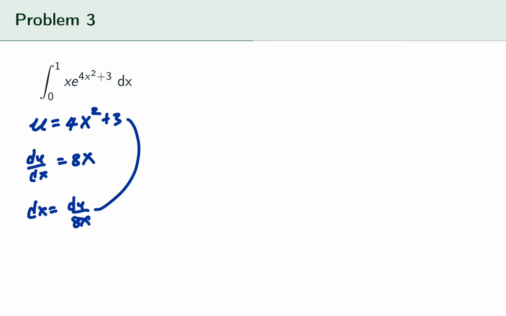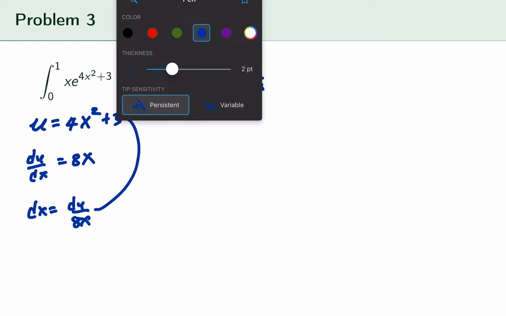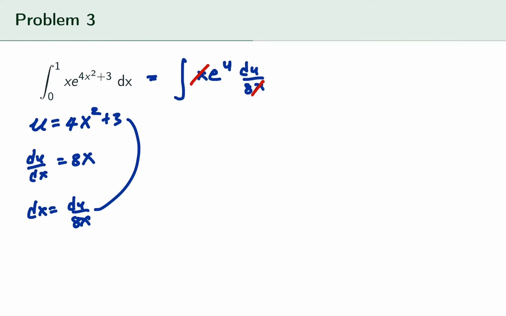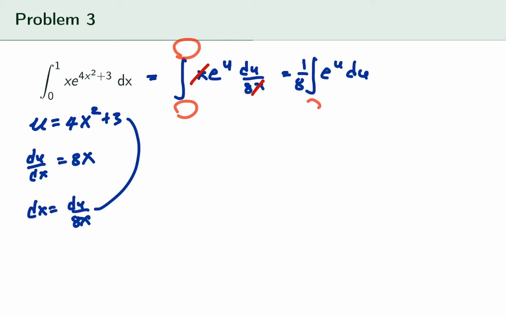So using these two, we can substitute again. We have x e to the u, du over 8x. So we'll see that this x will cancel out, right? So then we have 1 over 8 integral of e to the u du. But now what do we do with the bounds? We haven't put anything here yet. We cannot just put 0 and 1 here because now everything is in terms of u. So what we have to do is we also have to find what u is in terms of 0 and 1.